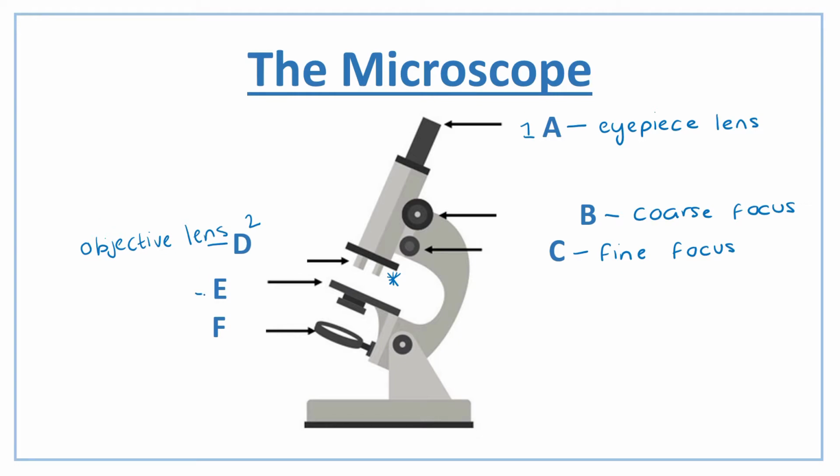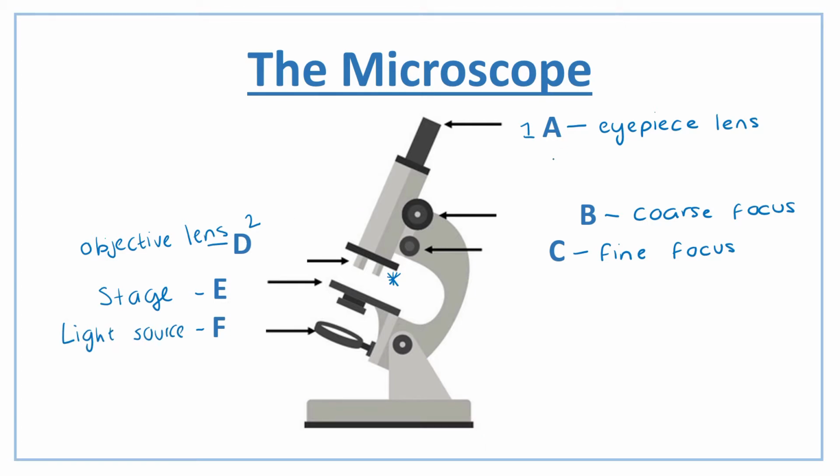E is where you sit your slide, it's where everything happens, and that is the stage. Okay, if you were going to see a theatre show, you would look at the stage. Just like in the microscope, you sit your slide on the stage and that is what you look at, that's where all the action happens. And then F can change depending on what type of microscope you're using. So this one has a mirror. Other types of microscopes might have a light bulb down the bottom. So basically all F is a light source.